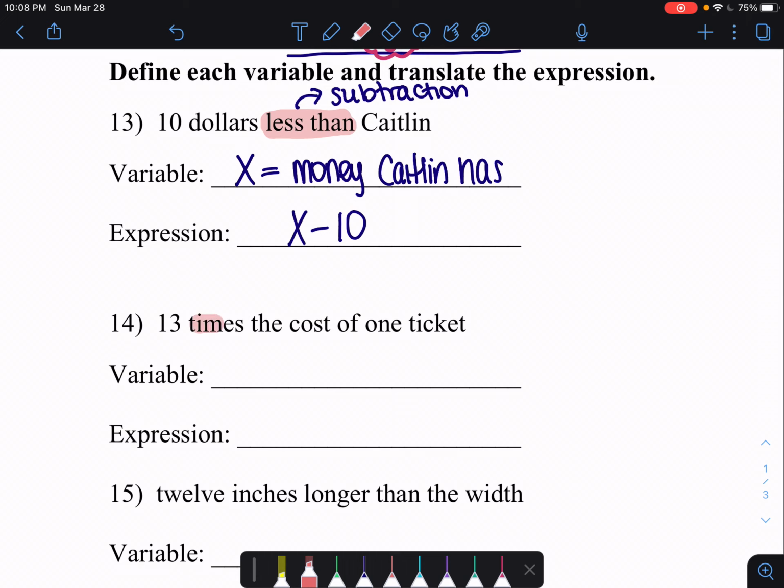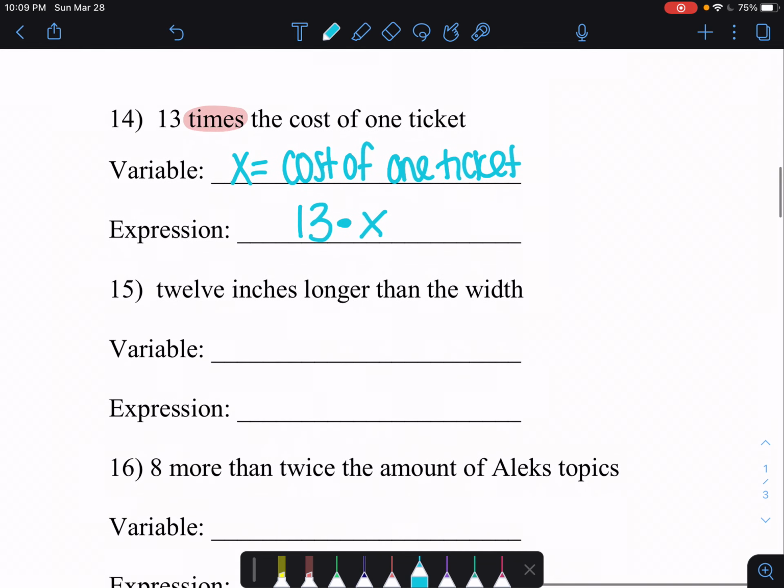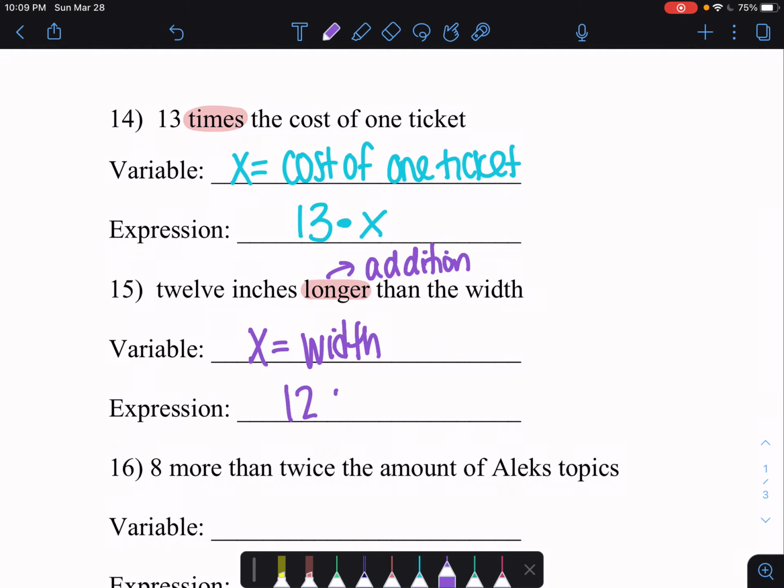Number 14 says 13 times the cost of one ticket. Well, I don't know the cost of one ticket. So that's going to be my variable, and I'm going to do 13 times X. Number 15 says 12 inches longer than the width, so longer is going to mean addition here. So X is going to represent my width, because I don't know that information, and 12 inches longer than the width is going to be 12 plus X.